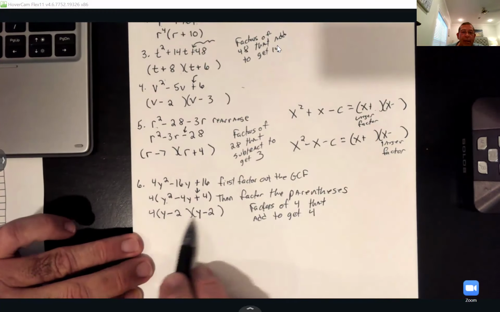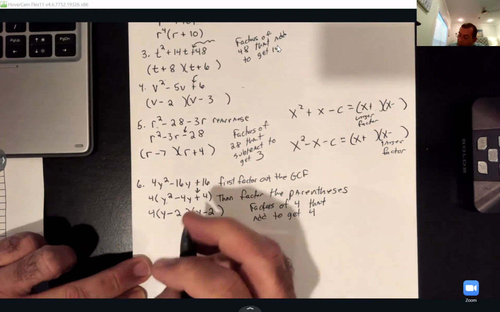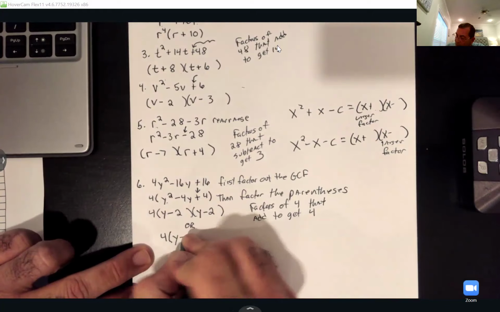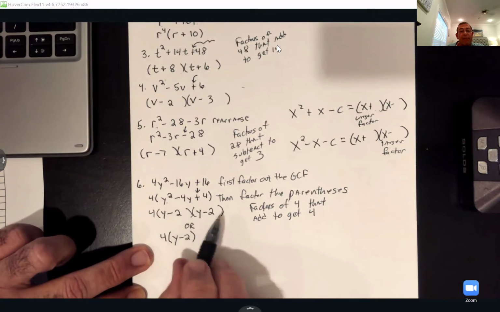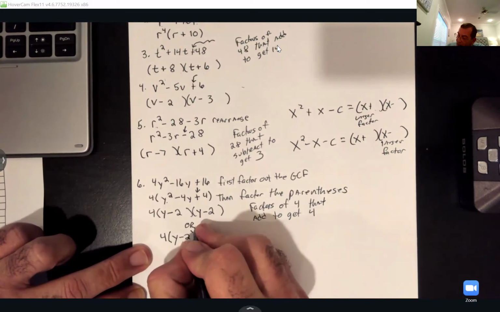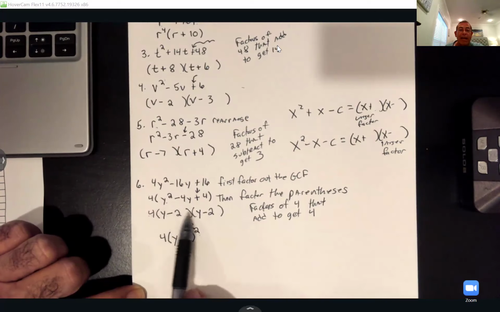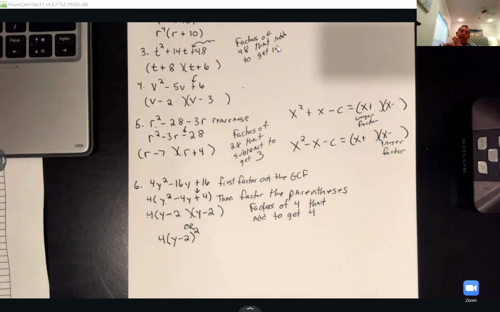Now, this would be the answer, but this one can be written in shorthand also. So if you want to, you can put 4 times y minus 2. And since there's 2 exact factors, we can make that a y minus 2 squared. So you can write it out the long way or shorthand on that one, and it will take it either way.